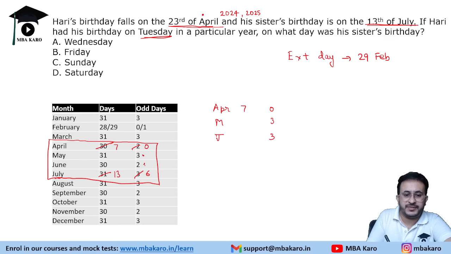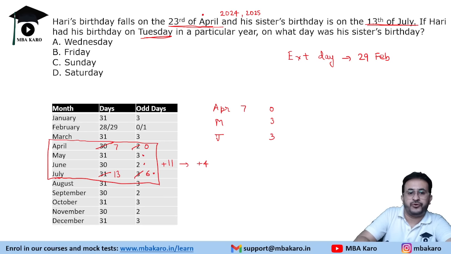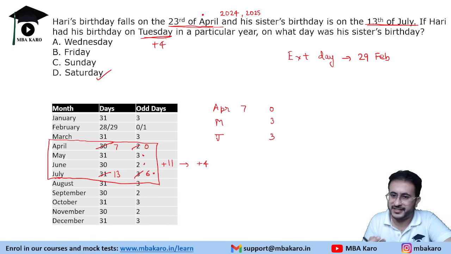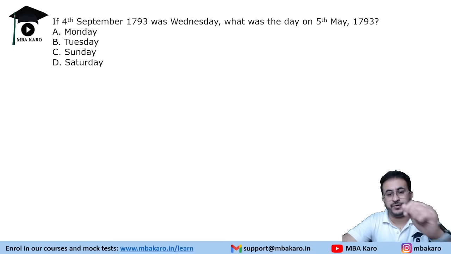Now count 3 plus 2 plus 6, that is 11. Okay, 11 means 4 odd days. Divide by 7. So add 4 to Tuesday. Tuesday plus 4 is Saturday. Wednesday, Thursday, Friday, Saturday. So his sister's birthday is on Saturday. So I hope using these couple of examples, you must have understood how to calculate a particular date. Let's see another example.